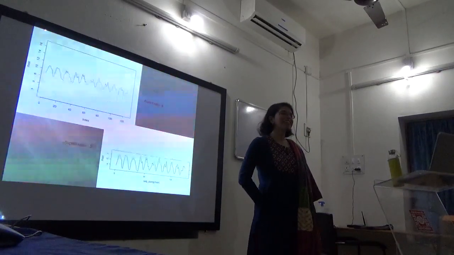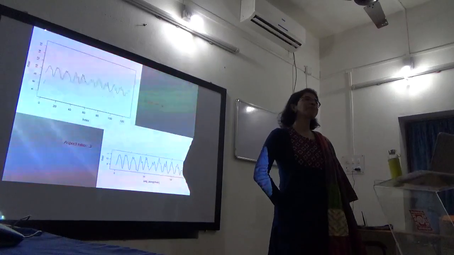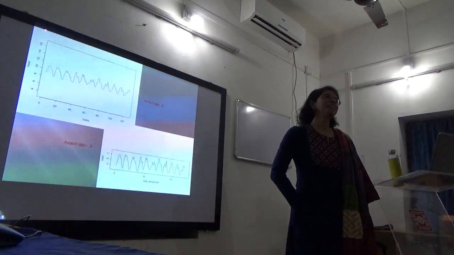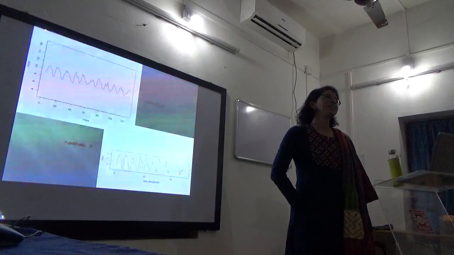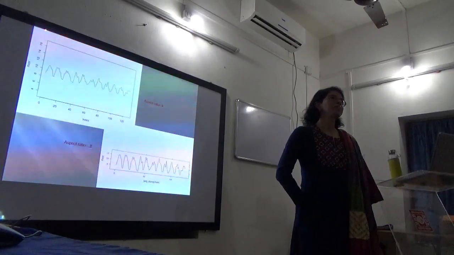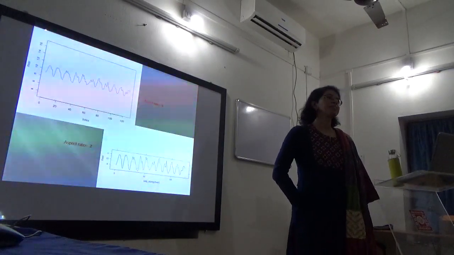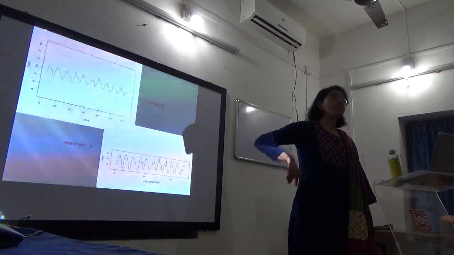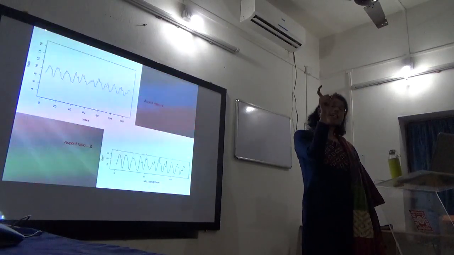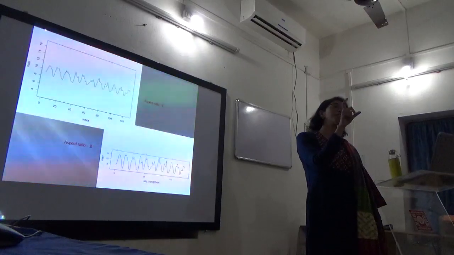Any other question? What we usually observe from the observational point of view is that if there is any hidden feature, changing the aspect ratio will make it observable. If you change the aspect ratio, those hidden features will become observable.